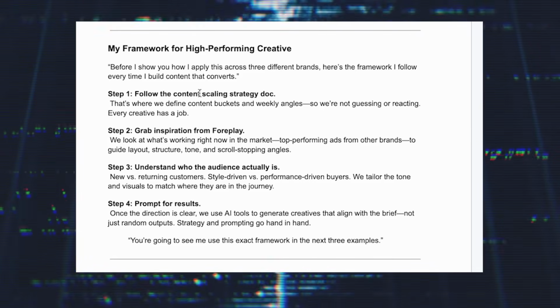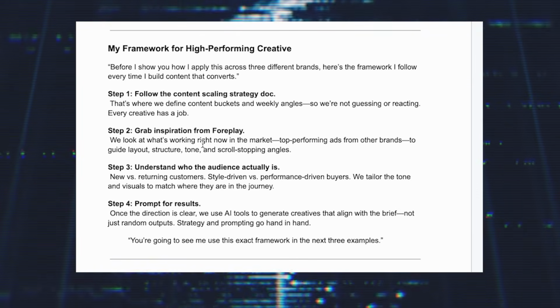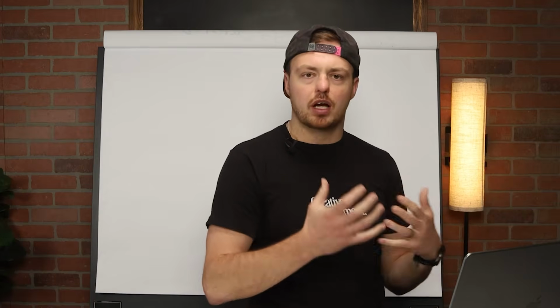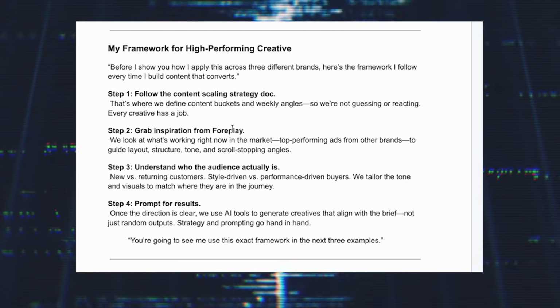So step number 1, and I've written it out here and you can see it on the screen. Step number 1 is to follow the content scaling strategy document. It is an outline for the content that we use, no matter if we are using AI or not. So I'm following the content scaling strategy document.